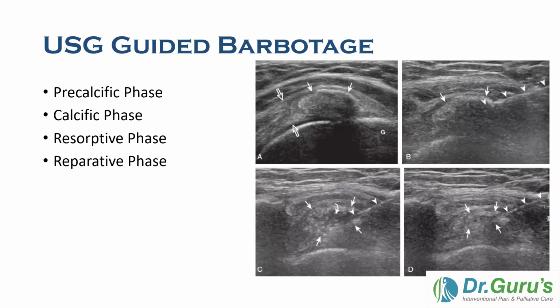So just aspirating a part of the calcium will make the patient pain-free. Basically, what we are doing is breaking the calcium and creating some channels so that our natural defense mechanism will go inside and activate the resorptive phase. In the resorptive phase, our body's macrophages will absorb this calcium. So again, it's like PRP, where we are inducing some inflammation.